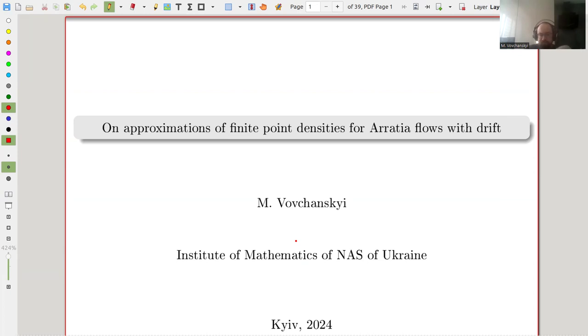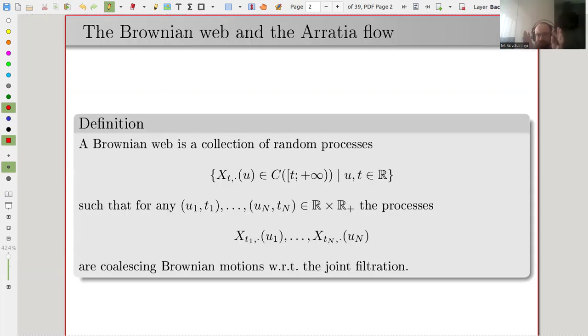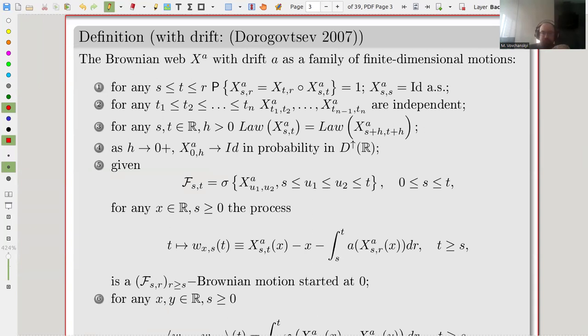So, a very quick reminder in case a new participant is here: we consider a collection of coalescing Brownian motions. This is called a Brownian web. Such Brownian motions start at any positive time from any point of the real line. They move independently until they meet and they simply merge together.